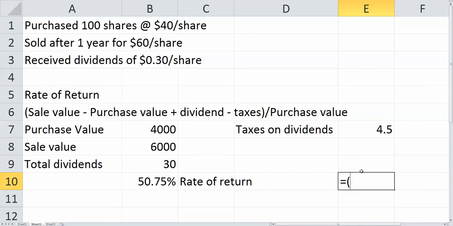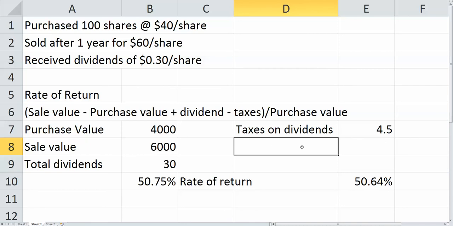So I'm going to redo the calculation in this cell. Looking at this formula, it will be my sell value of 6,000. I'll go ahead and type it in. Minus my purchase value of 4,000, plus my dividends of $30, minus my taxes of $4.50, and all of that would be divided by the purchase value of 4,000. And my rate of return is 50.64% now, slightly less than it was before because I have to pay this $4.50 in taxes.